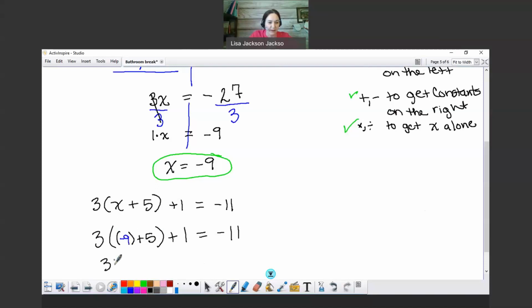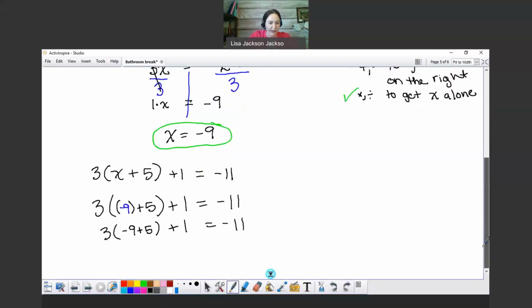So 3 times. This time we're not doing the same process to solve. We are following order of operations. So this is negative 9 plus 5. There's no work for me to do to remove that set of parentheses I plugged the negative 9 into. 3 times negative 9 plus 5 is negative 4.